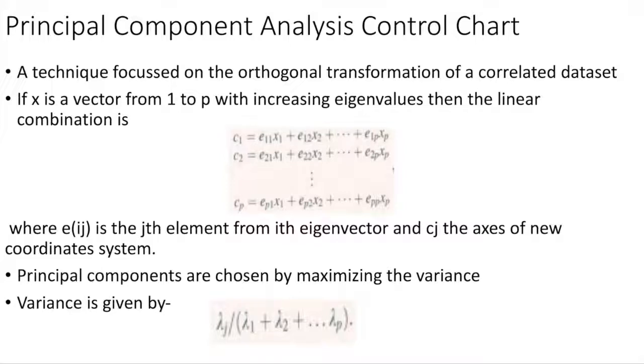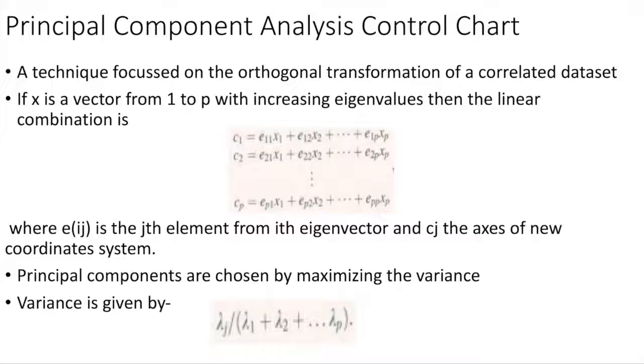There are many methods to decide the number of principal components. The score of the principal component Cj is determined by substituting the eigenvector values and the original observations x1, x2, up to xp into each Cj. The use of PCA in multivariate charts is due to the feasibility of reducing the dimensionality of the original dataset without a significant loss of information.